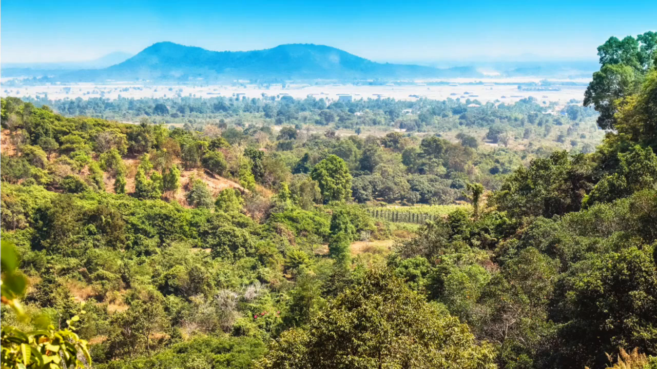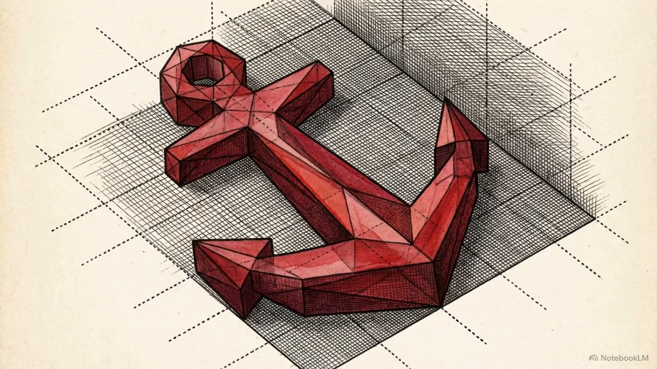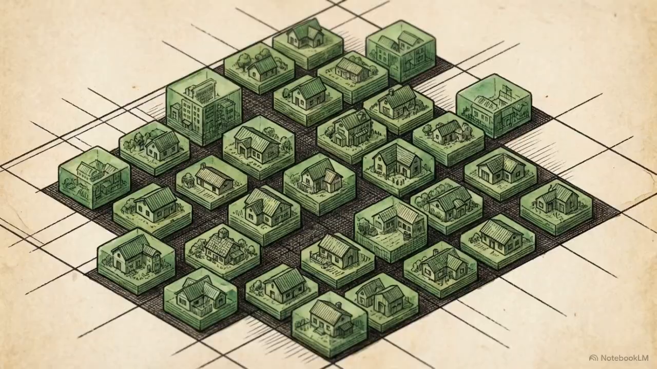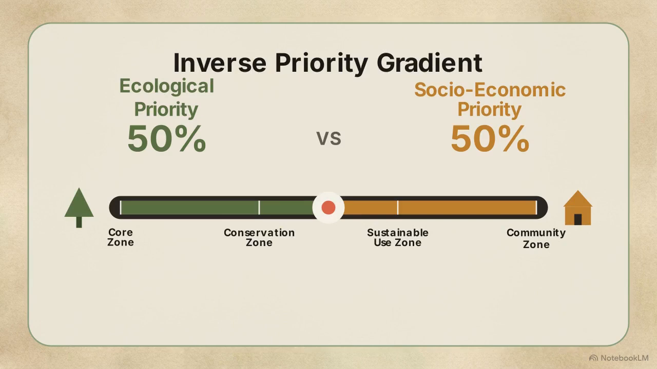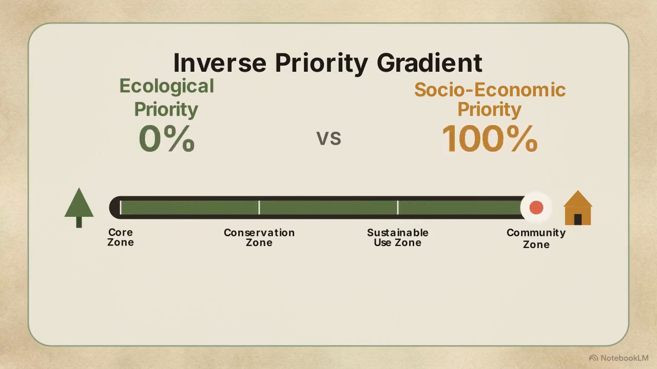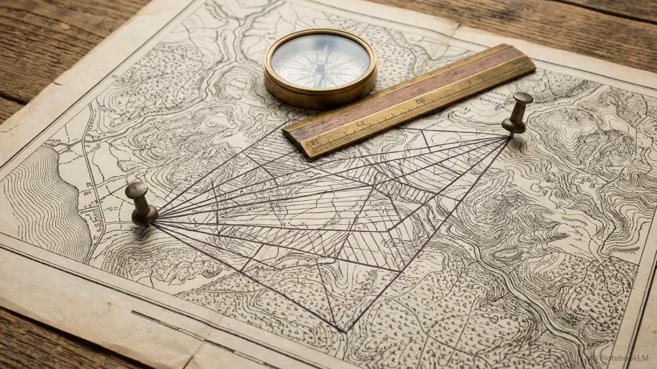Before any lines are drawn, planners face a raw, unzoned landscape of dense forests, varied topography, and scattered human activity. The 2017 policy mandates dividing this raw terrain into 4 distinct tiers: core, conservation, sustainable use, and community zones. These tiers are governed by an inverse priority gradient. The mechanic is strict. As the ecological priority of a specific zone approaches 100%, the socio-economic priority must approach 0, and vice versa. To zone a protected area, spatial planners anchor the 2 extreme ends of this gradient first. Only then can they define the middle.